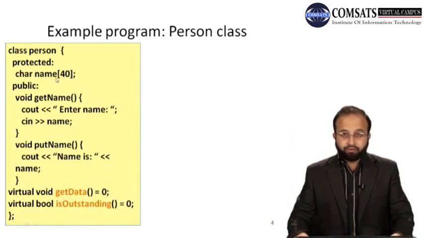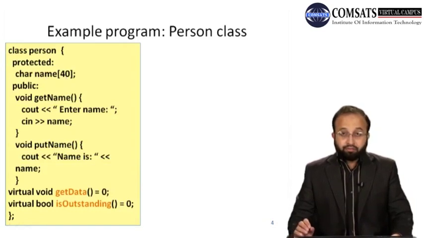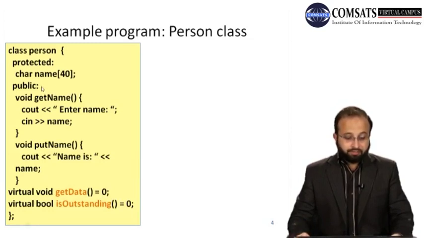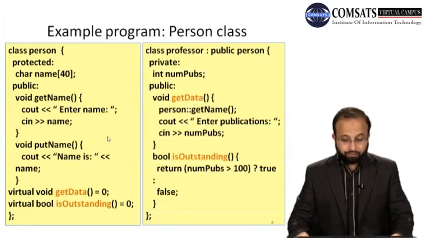It contains one protected member. Protected data is accessible in the derived class, right? And it contains the public functions get name, put name, and then pure virtual functions get data and is outstanding, right?